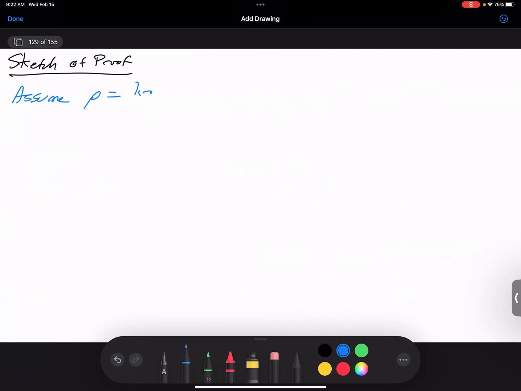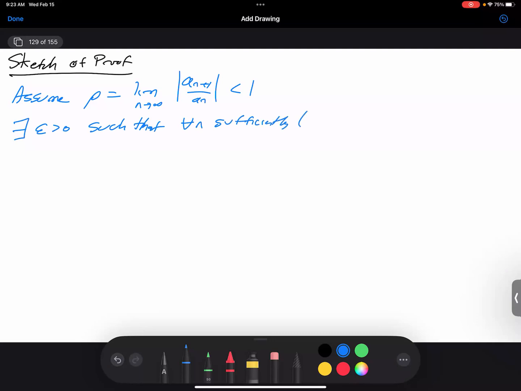rho equals the limit as n goes to infinity of |a_{n+1}/a_n| is less than 1. Okay, so there exists an epsilon greater than 0 such that for all n sufficiently large, the absolute value of a_{n+1} over a_n is less than rho plus epsilon, which is less than 1.